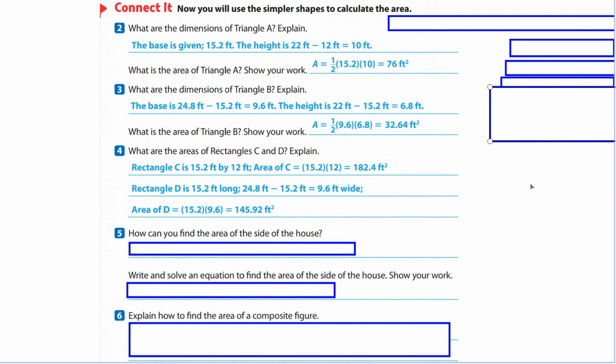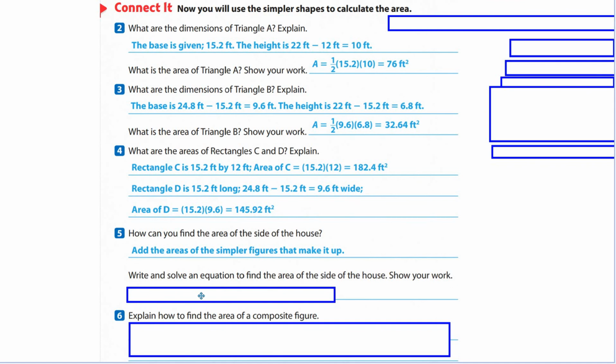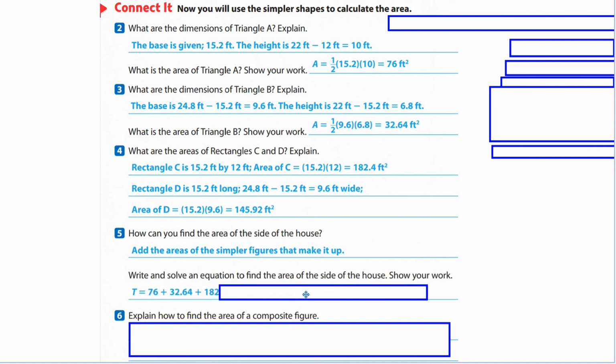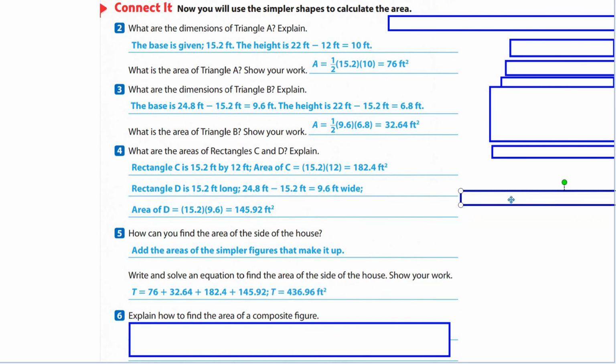Question 5. How can you find the area of the side of the house? Well, you add up all the areas of the simple figures that make it up. Okay, and then the way to set up the equation, T stands for total, and you add up all the areas, and you get 436.96 feet squared. So if that's what you got, excellent.